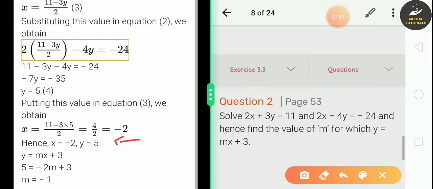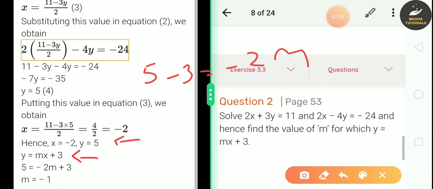Now the next equation given is y is equal to mx plus 3. So in this equation substitute the values of x and y. So 5 is equal to minus 2m plus 3. So in the next step you can write 5 minus 3 is equal to minus 2m. So 5 minus 3 is 2, which is equal to minus 2m. So m is equal to 2 upon minus 2, which is equal to minus 1.